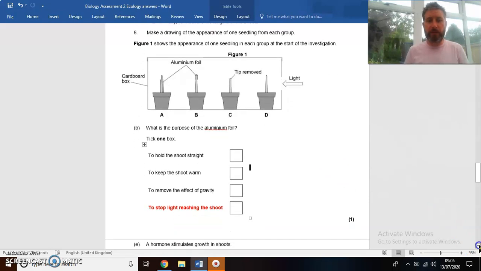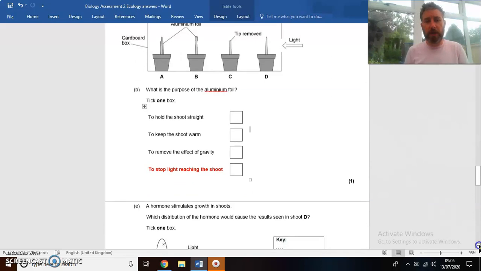So first bit then, what's the purpose of the aluminium foil? Stop light reaching the shoot. It's nothing to do with insulation, because that would be changing another one of the variables, and we don't want to do that. It's not going to affect gravity. Gravity is not affected by tin foil, and it won't hold the shoot straight. B particularly won't.